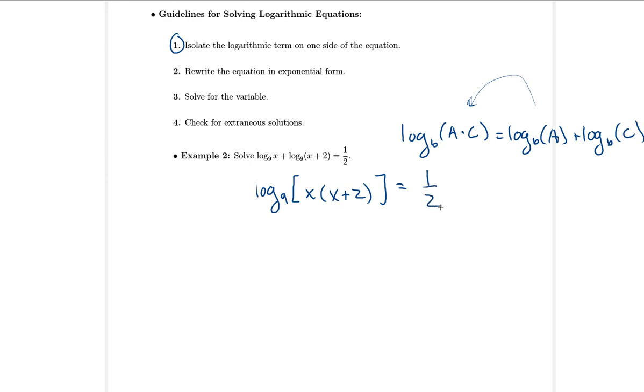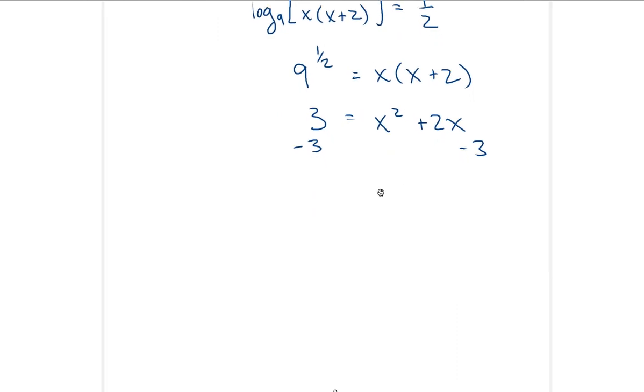And now that I've established a single logarithmic term, now I can make my transfer to exponential form, right? So the base of the logarithm raised to what the log is equal to equals what's inside the logarithm. And this is something I can solve, right? 9 to the 1/2, that's just 3. Then we have x squared plus 2x. And then this is a quadratic, so we know that our job now is to get all the terms on one side, factor if I can. You know, if I need to, I can use the quadratic formula. I'm thinking this one has a decent shot at factoring.